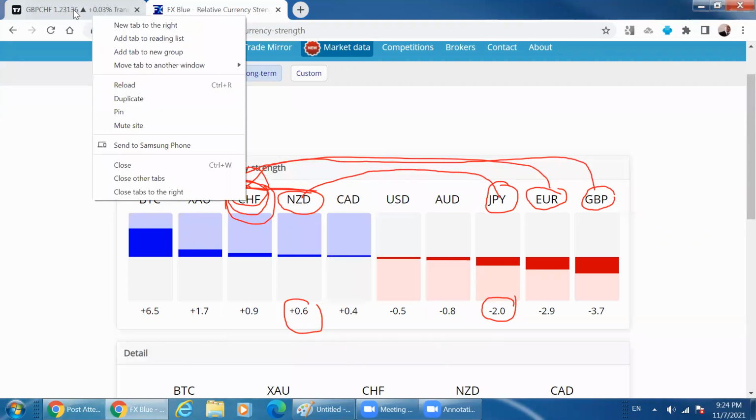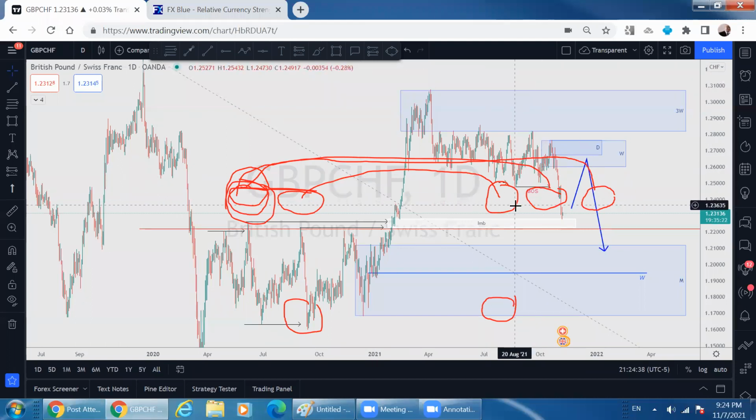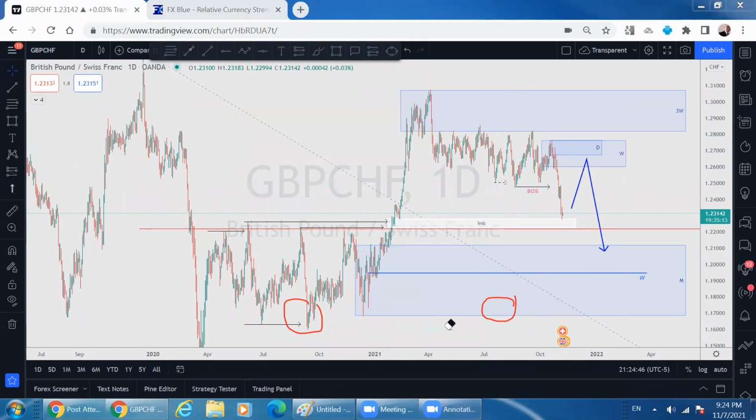So let's break down. I got all this mess on my screen and I can't get rid of it. That is so ridiculous.